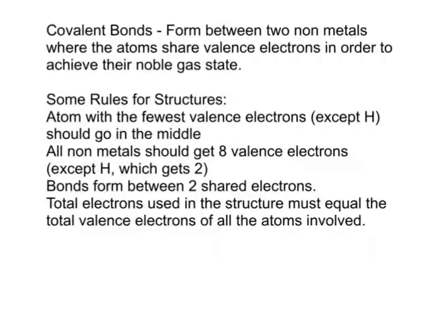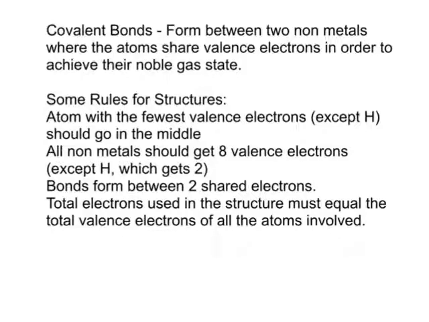The rules for covalent bonds are a little bit different than ionic. So first, the difference between the bonds. Covalent bonds form between two nonmetals, and instead of an ionic bond where there's give and take of electrons, covalent bonds are like good little kindergartners, and they're going to share their valence electrons to try and achieve their noble gas state. So there isn't anything with a positive or a negative charge, because everything's just sharing their electrons.